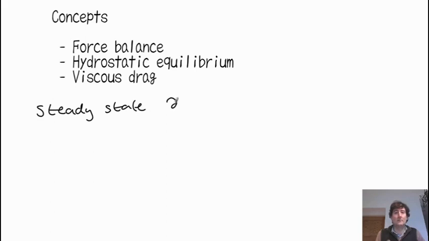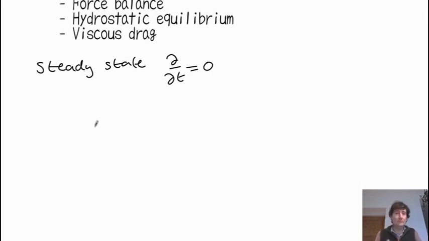So in the lab frame, partial d by dt is equal to 0. So there's no time derivatives in the system. And in many cases, there's not going to be any flow either. So static here means that there's no flow. So it's just sitting still, nothing's changing. It's the most simple case we can find really.